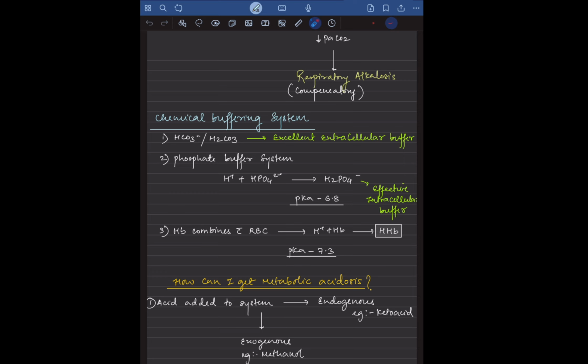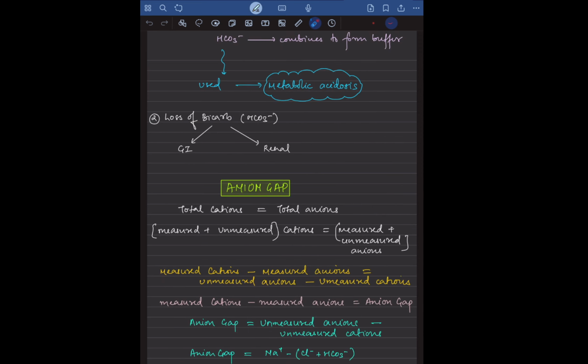Now acid is added to the system, and that could be because of ketoacidosis, which is endogenous, or it could be exogenous, like a methanol-like compound. So now bicarb combines to form a buffer. Okay, so it is being used up. Now there is no bicarb in the system, so what will happen? There will be acidosis, so metabolic acidosis is there.